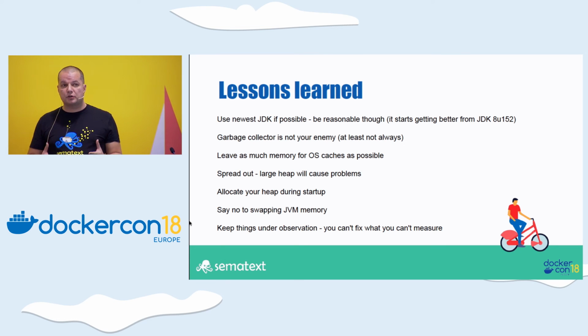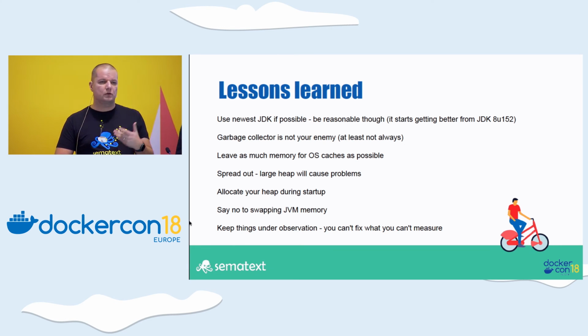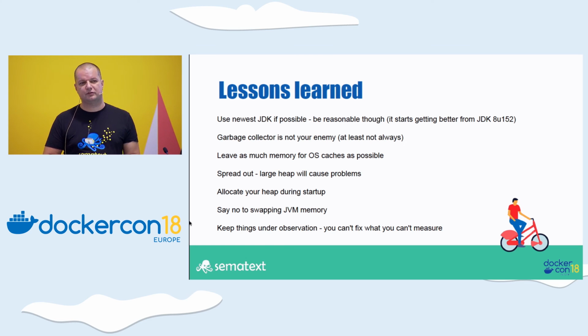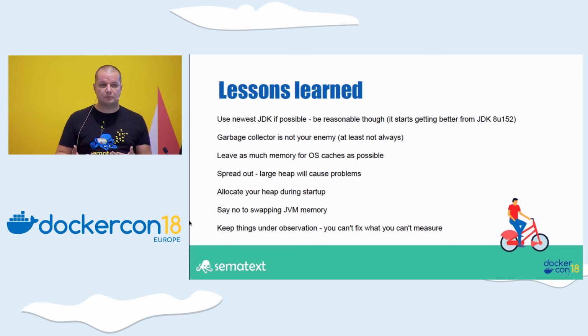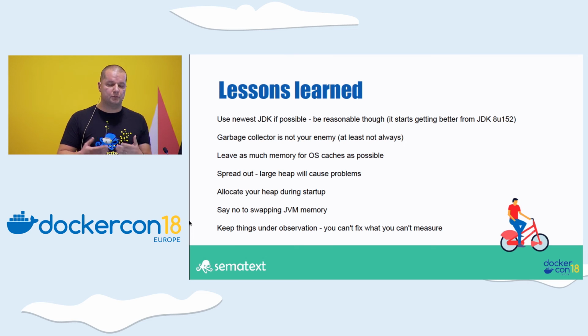Leave as much memory as possible for the operating system caches, especially for those applications that really depend on fast I/O access. Usually, your application will be less efficient at caching and then removing the cache from the heap than the operating system is. So, for example, Elasticsearch will benefit from it very much.